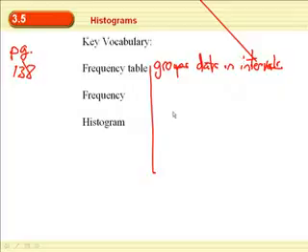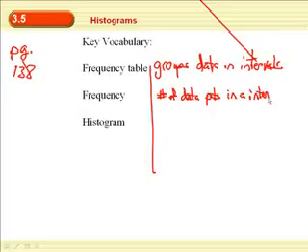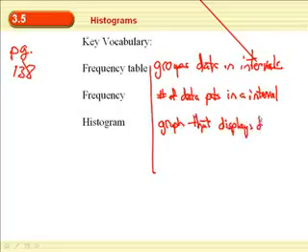Okay, frequency is the number of data points in an interval. And a histogram is a type of graph that displays data from a frequency table.